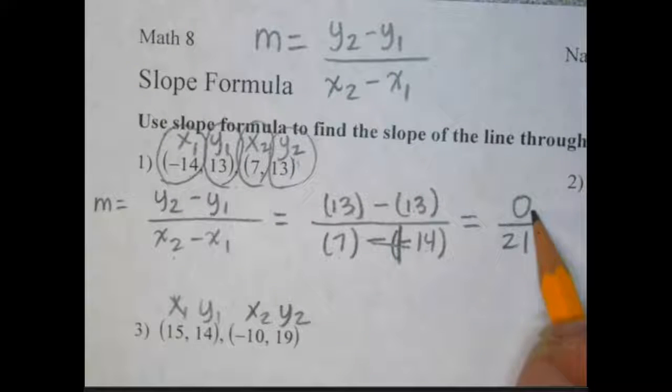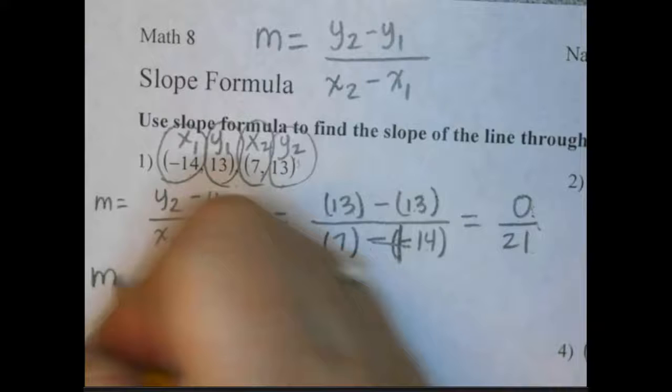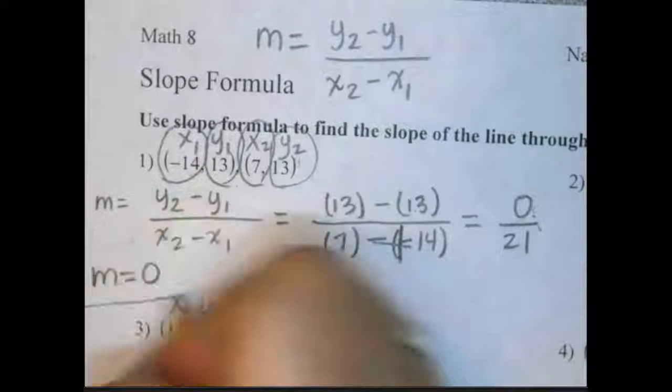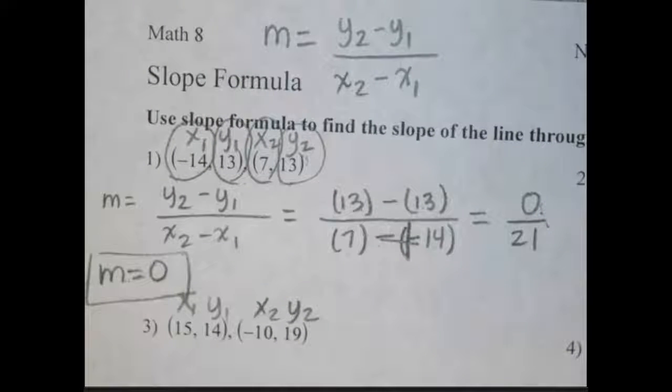So 0, okay, when I end up with a number or a fraction here, I want to make sure that I simplify. What is 0 divided by 21? It's 0. So my answer is going to be m is equal to 0. Okay, does that make sense?